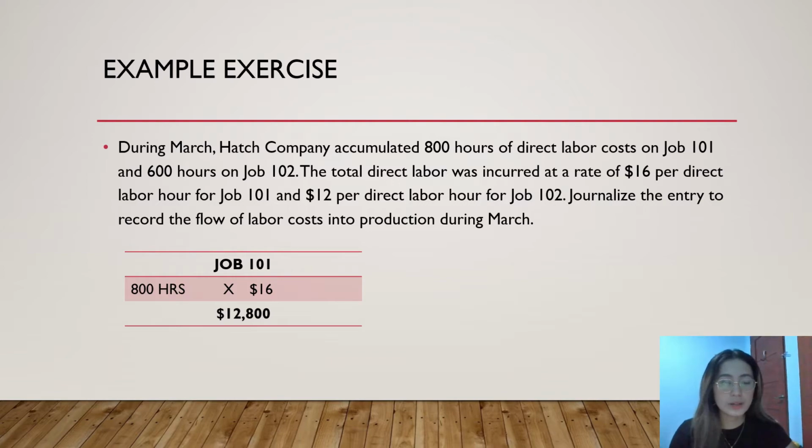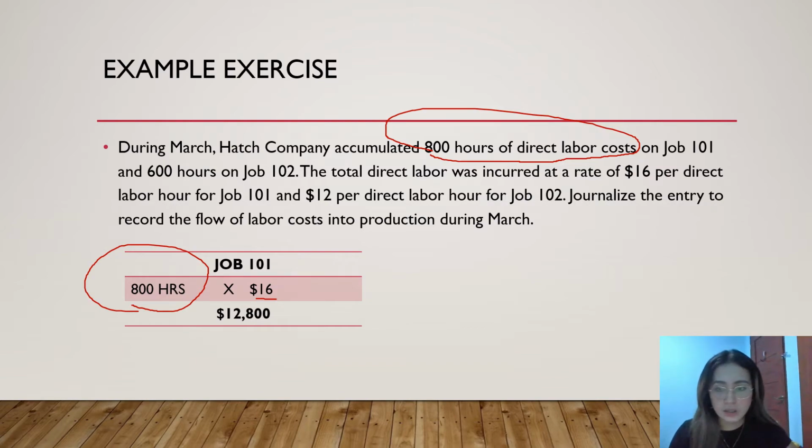In Job 101, 800 hours was accumulated times the hourly rate of $16. So 800 hours of direct labor costs times an hourly rate of $16. So that would total a cost of $12,800.